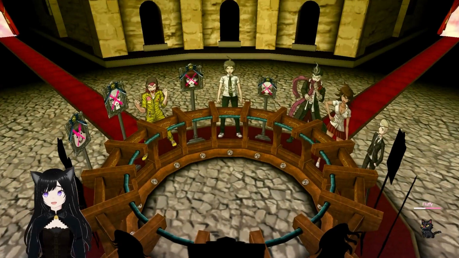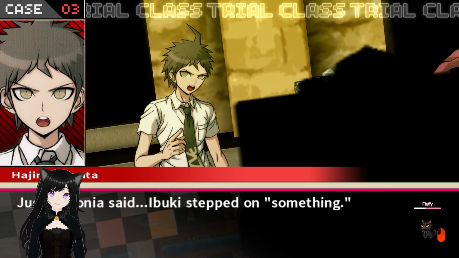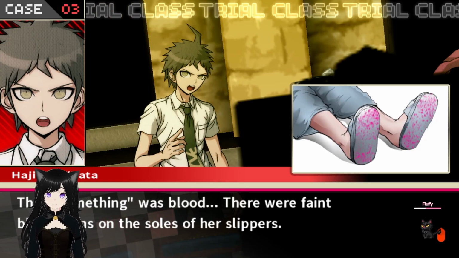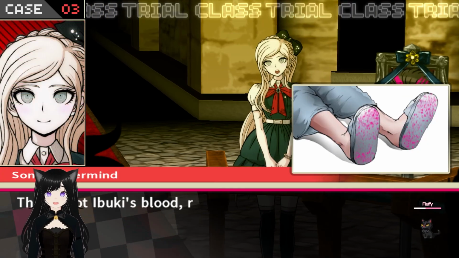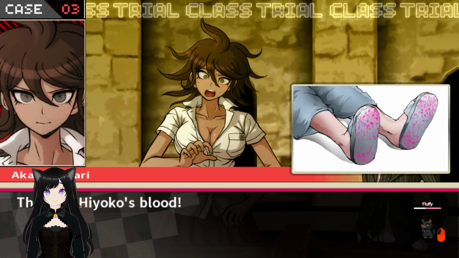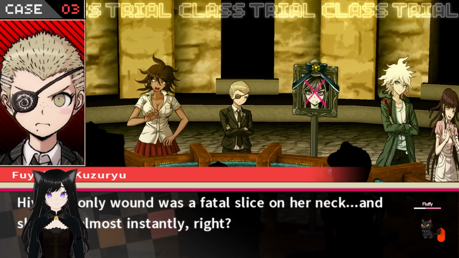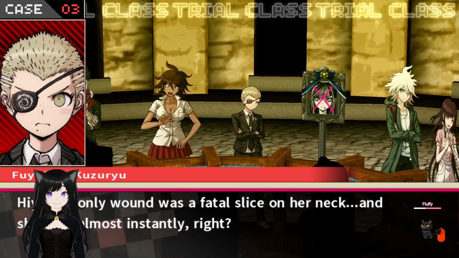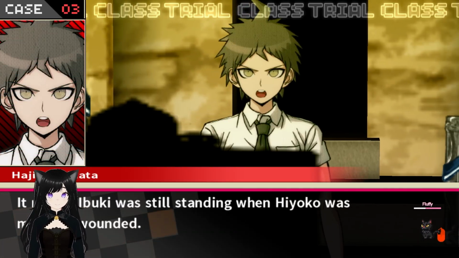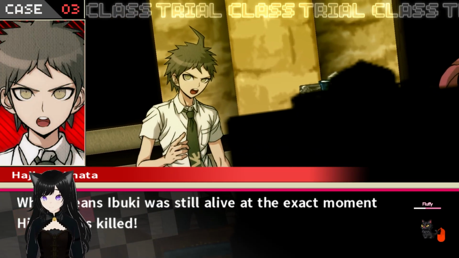I was afraid I was about to miss that one. Just as Sonia said, Ibuki stepped on something. Exactly. What could that something be, I wonder? That something was blood. Yes, there were faint bloodstains on the soles of her slippers. That is not Ibuki's blood, right? She suffered no external injuries. That is correct. Then it's Hiyoko's blood. Hiyoko's only wound was a fatal slice on her neck, and she died almost instantly, right? Yes. So if there's no way Ibuki could have stepped on her blood, it means Ibuki was still standing when Hiyoko was mortally wounded. Which means Ibuki was still alive at the exact moment Hiyoko was killed.